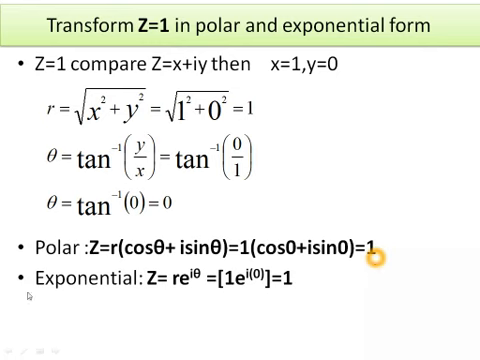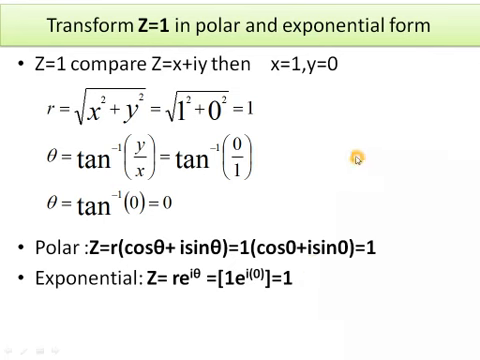In order to get the representation in exponential form, the standard way is z is equal to r e to the power i theta. Let us put values of r and theta. So r comes out to be 1, e to the power i theta, and since here theta is 0, we are getting 1. So this is the unique number which has the same polar representation and exponential representation.